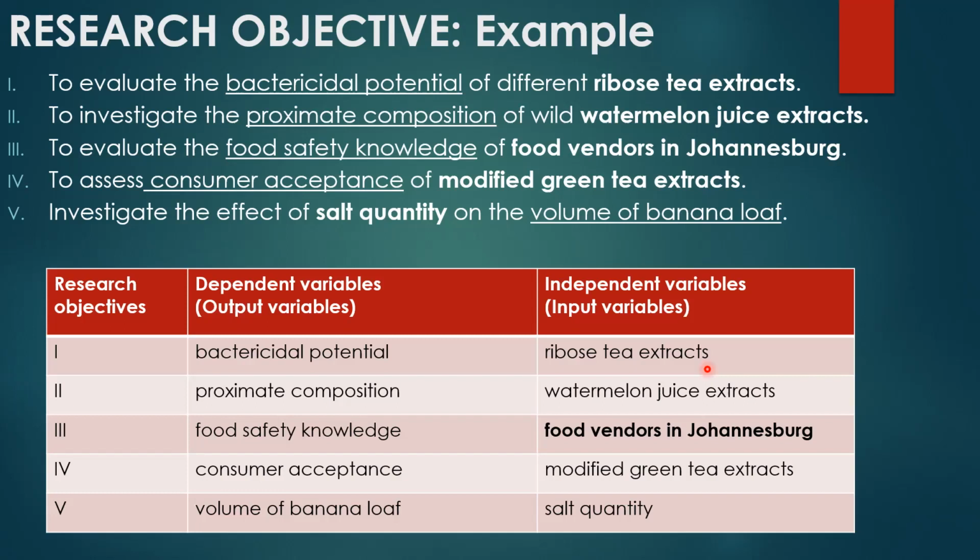Don't try to follow my pattern to say, oh, to accept, to evaluate, then therefore that one becomes the independent. No, it doesn't work like that. You must interrogate: which one am I taking into the experiment? Which one am I going to measure during or after the experiment?